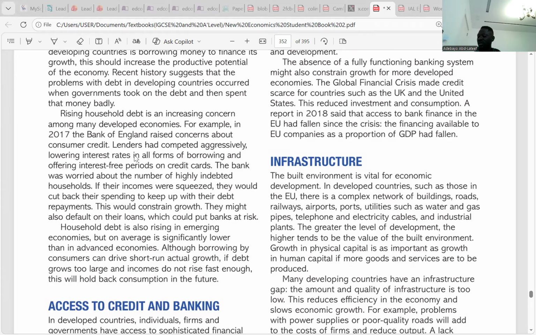Now, for developed economies. The problem about developed economies is that they take too much credit. They don't deliberately take too much credit. Financial institutions make credit availability accessible. So they make credit cheaper for them. So that's why they said they competed aggressively. So banks in the UK gave credit almost for free, knowing fully well that there's a bailout. There's a bailout.